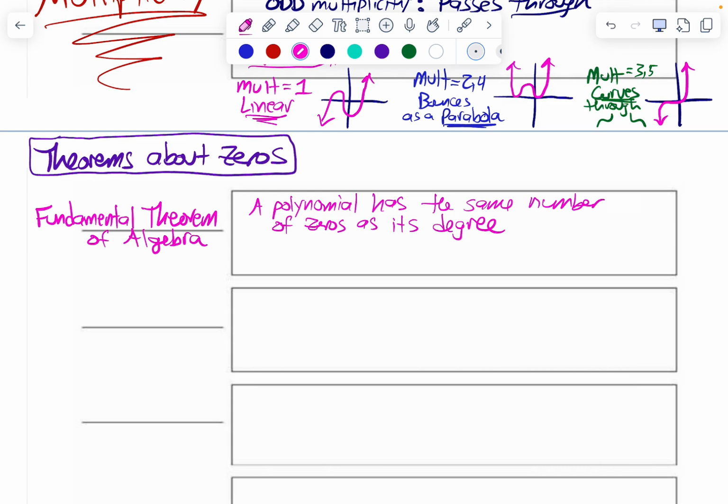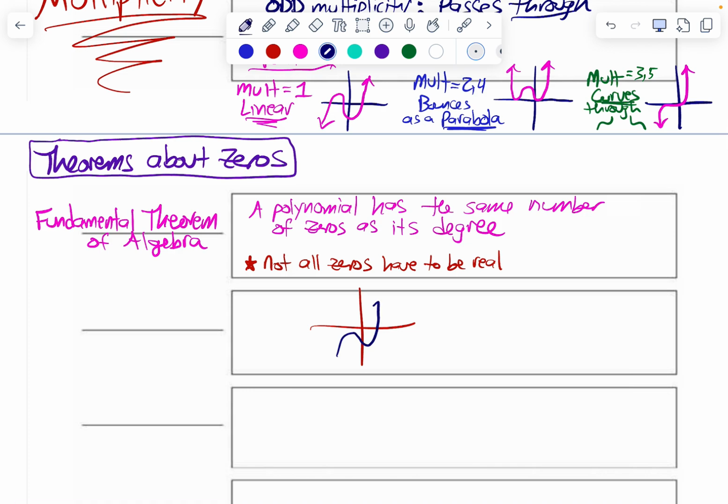Just like we saw, a quadratic has up to 2 for a 2nd degree. Now here's the thing though. Not all zeros have to be real. So we've seen that in some of our work. Well, last Thursday we did, where some of the zeros were complex. You don't have to write this, but let me remind you what we saw.